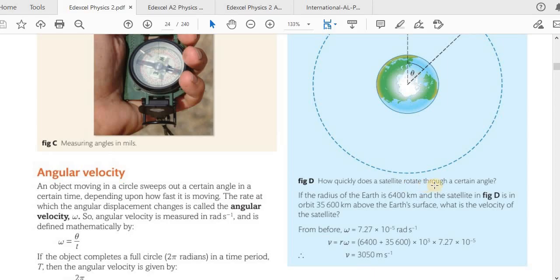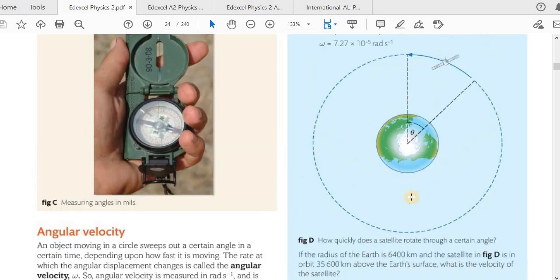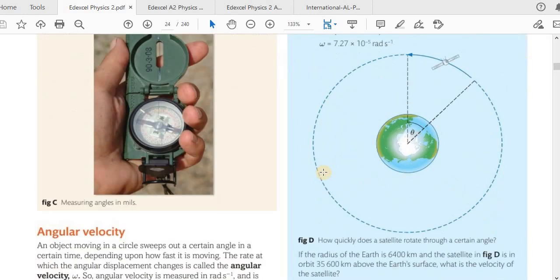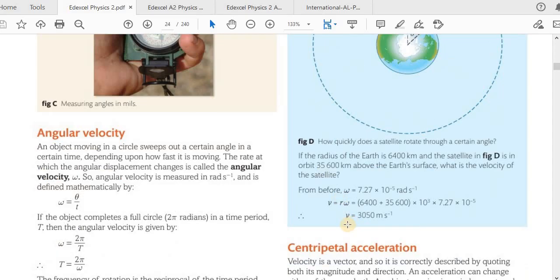How quickly does a satellite rotate through a certain angle? If the radius of the Earth is... now remember, this is angular velocity or angular speed, but now this is v. This is the speed, the normal speed or normal velocity, because the magnitude of velocity is speed. How quickly does a satellite rotate through a certain angle?